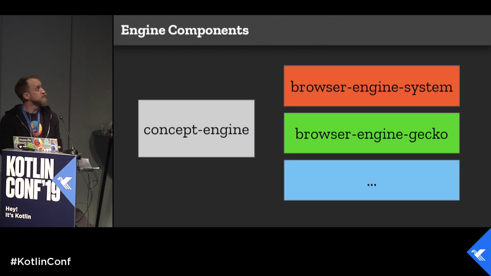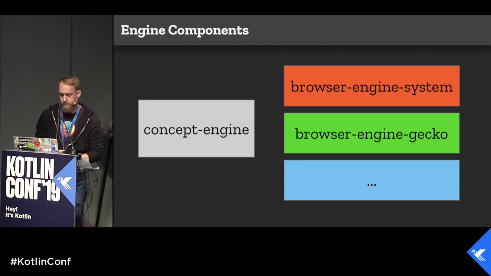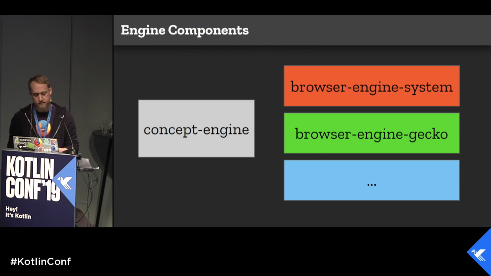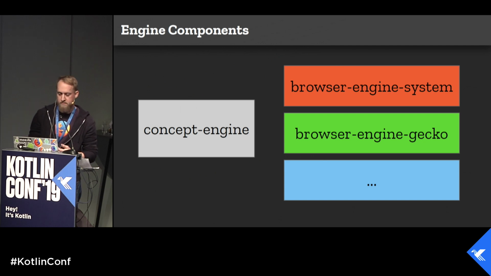And then we provide different components that actually implement those interfaces. For example, browser engine system uses the system WebView, and browser engine Gecko uses GeckoView. So this means as long as other app code and other components only use the interfaces from the concept component, it doesn't matter which engine you pick, and you can even switch between them.